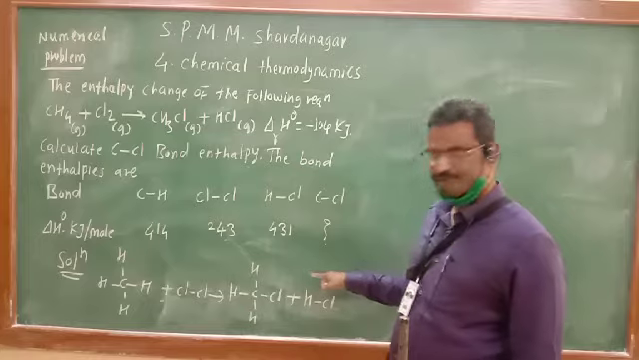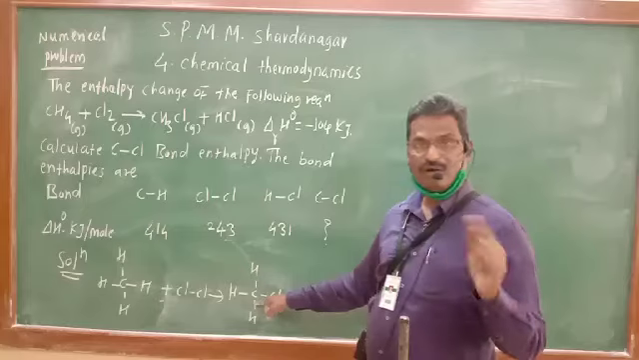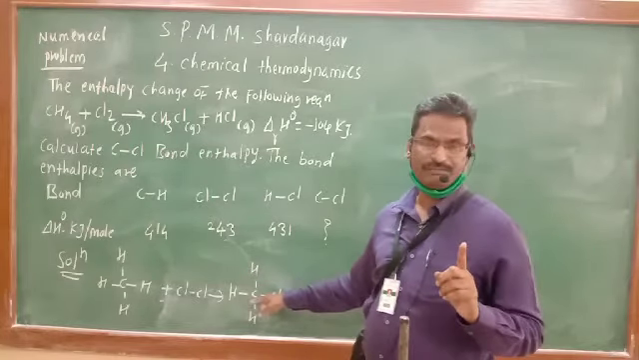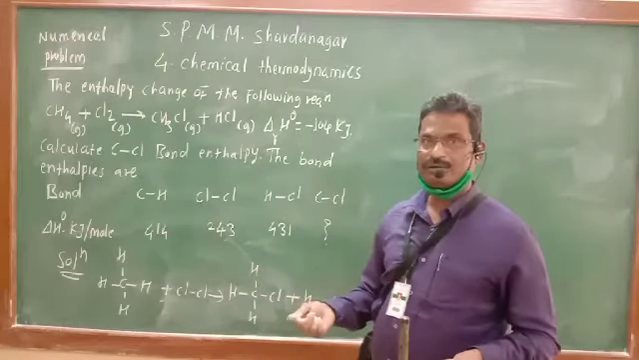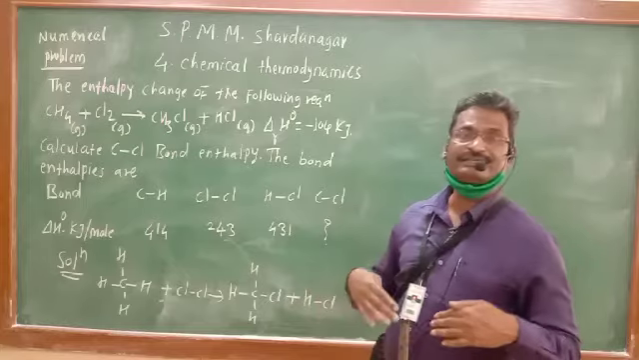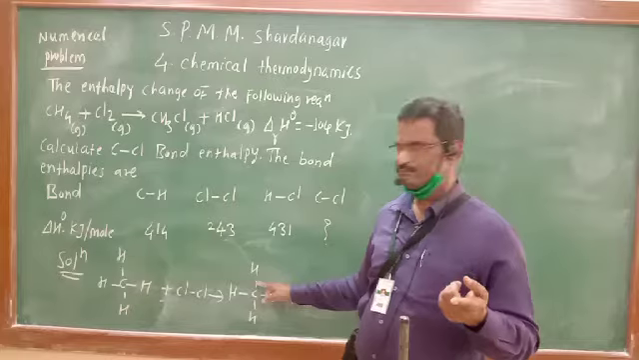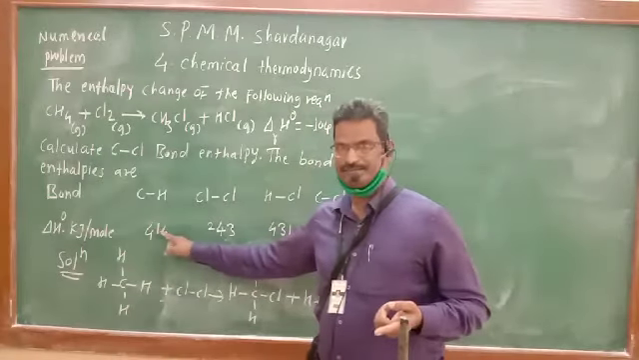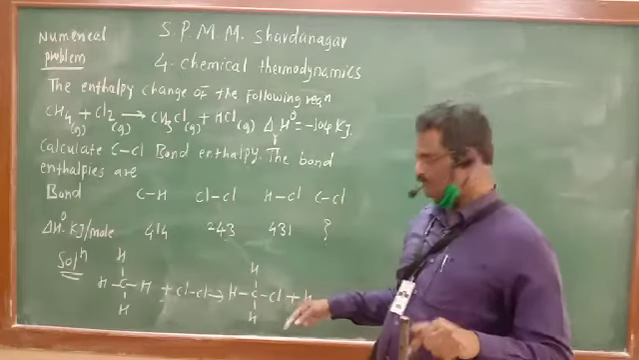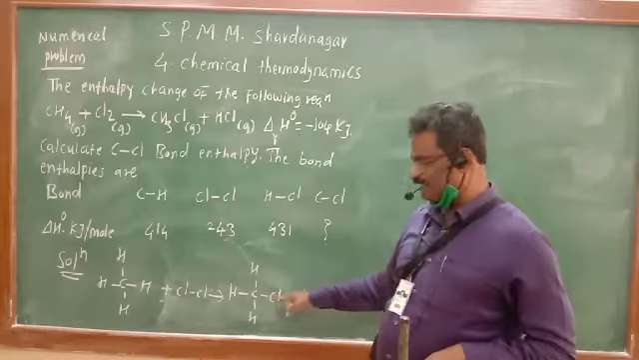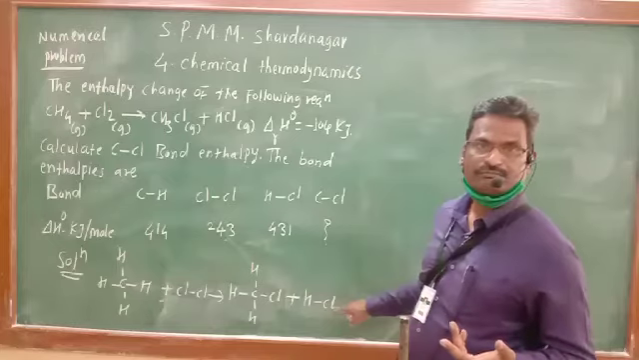And these are the products. Bonds are formed. So how many CH bonds are now formed? 3 CH bonds are formed. In order to form 1 CH bond, how much energy is evolved? 414. Evolved means minus sign. Absorbed means plus sign. So this much energy, 414 into 3 with a negative sign, is evolved. CCl bond enthalpy, this we have to calculate. And HCl, it is formed.